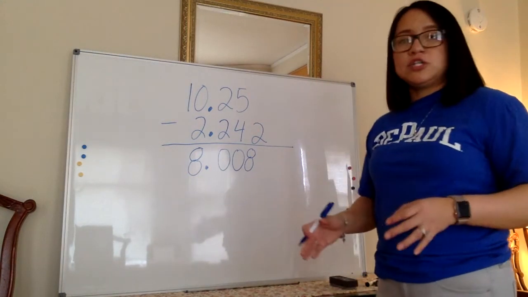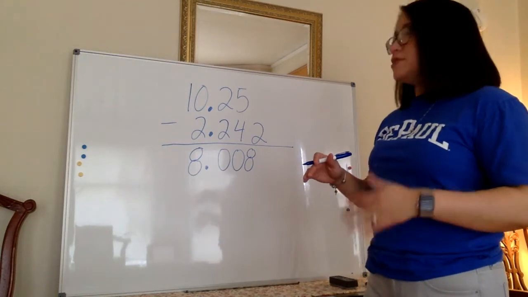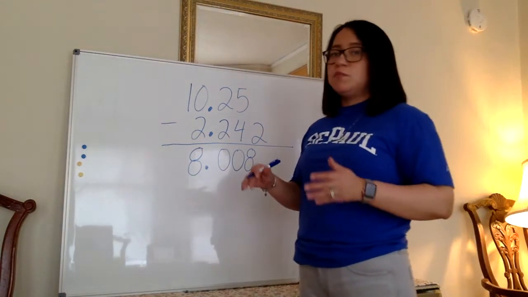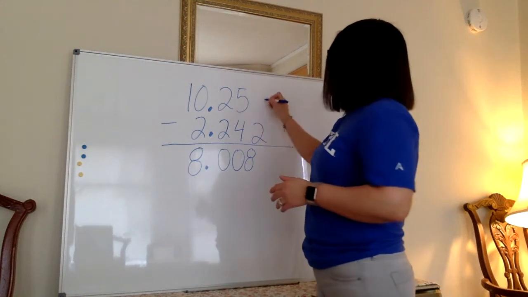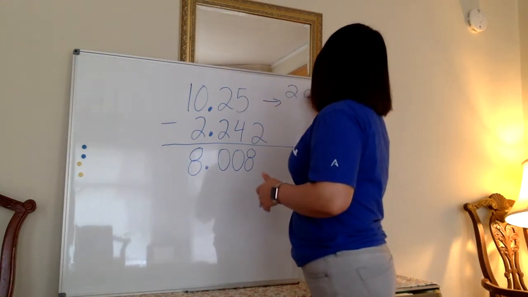Now remember, addition and subtraction, you are looking for the one with the least number of decimal places, and that's how many decimal places your final answer should have. So the first one only has 2 decimal places.